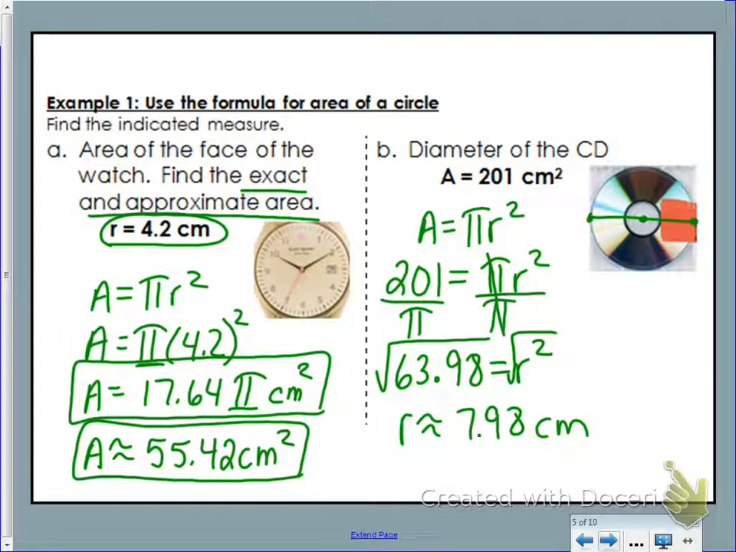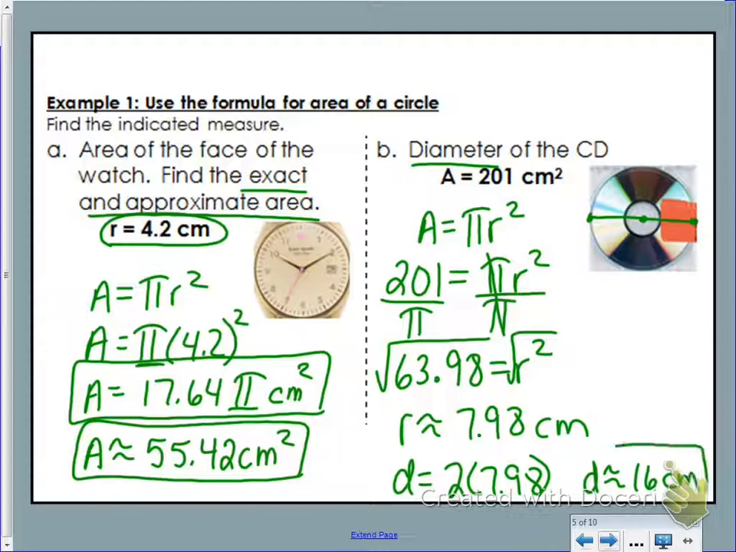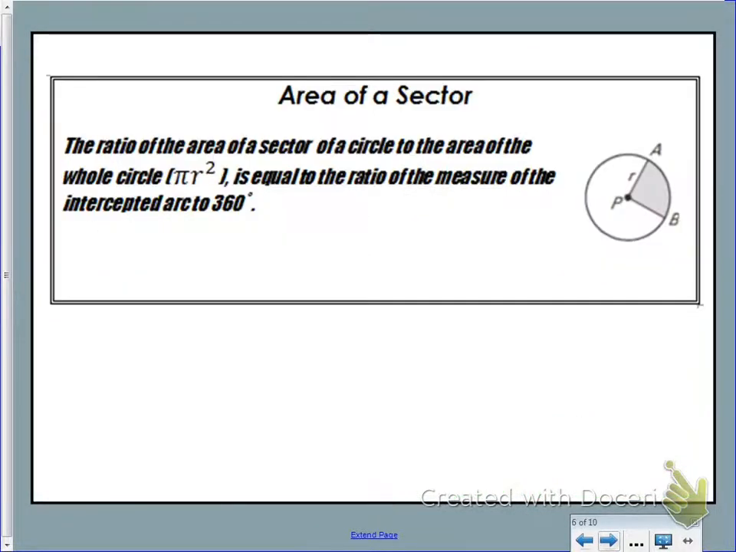Now, if we look at what we're actually trying to find, we're trying to find the diameter. So the diameter is double the radius. So the diameter would be 2 times 7.98 centimeters. So it's approximately 16 centimeters.